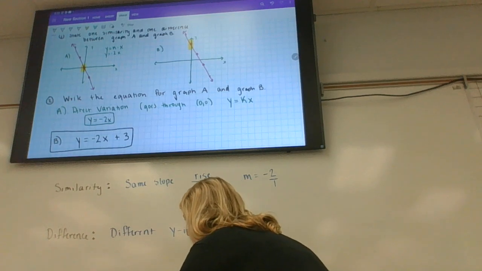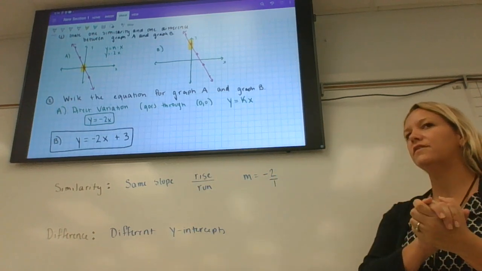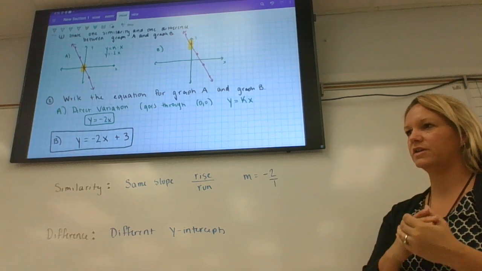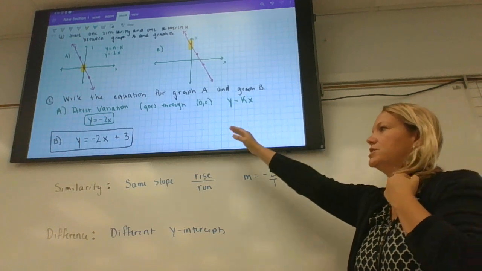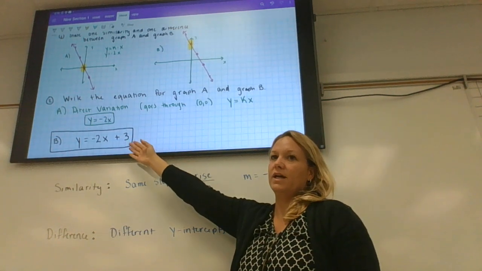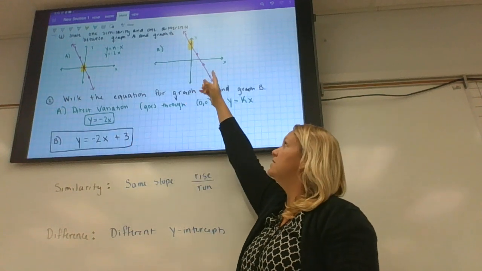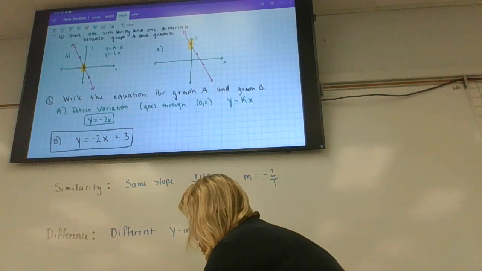If you have a direct variation, meaning you have a slope, but it doesn't go through 0, 0, you can't call it direct variation anymore. It's just a linear equation, and you'll have a number at the end. And the number at the end is the y-intercept. So if this goes through 3 instead of 0, 0, our equation is negative 2x plus 3.